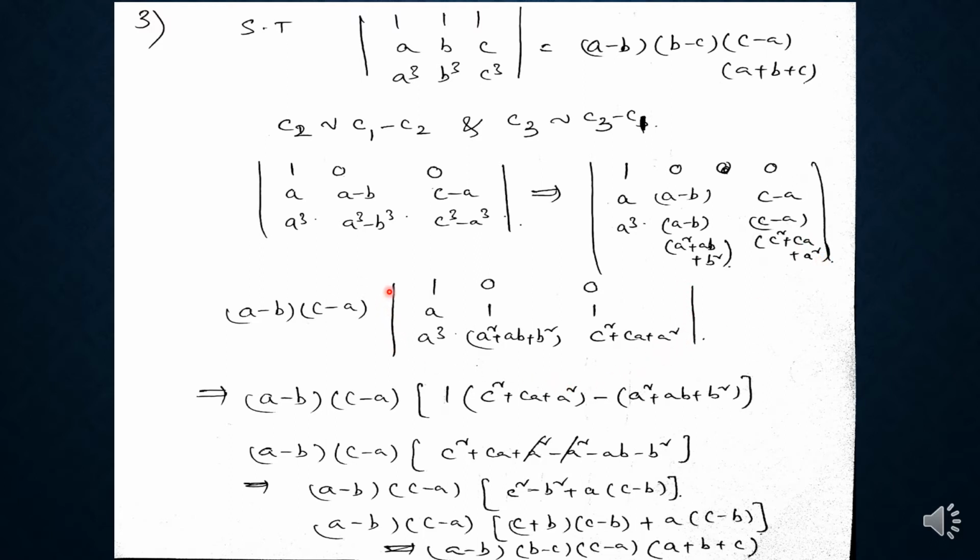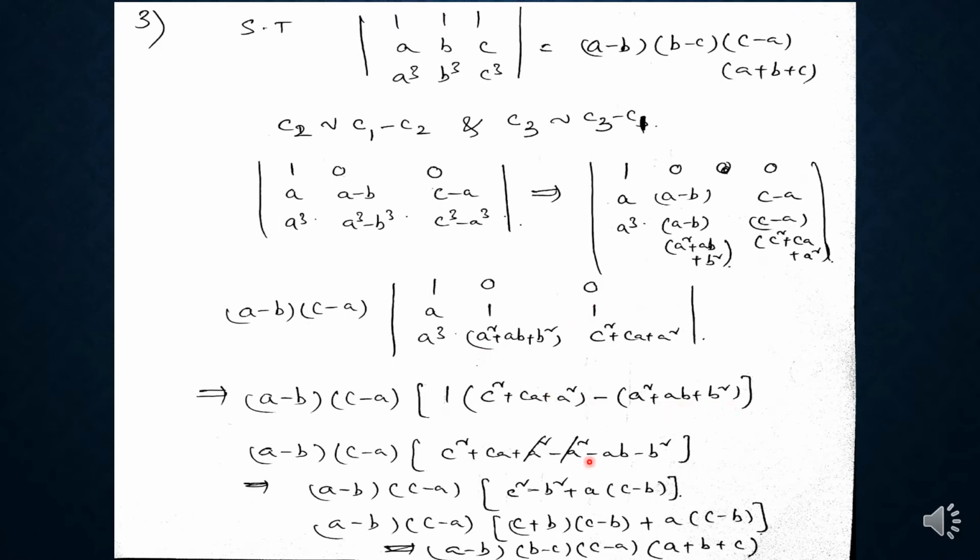So in the first row we change two ones as zeros. So in the first row only one element is there. So by using the Laplace expansion, we can write it as (a minus b) into (c minus a) into, by expanding by first row, we'll get 1 into (c square plus ca plus a square) minus of 1 into (a square plus ab plus b square).